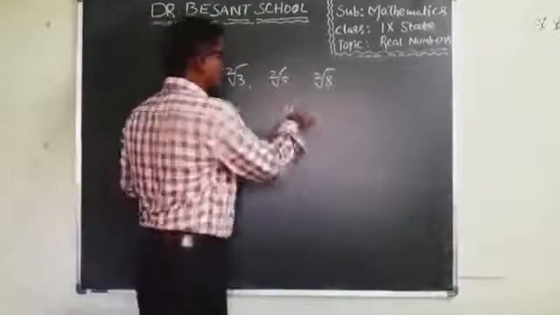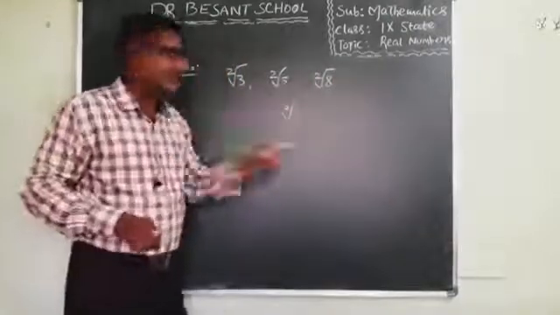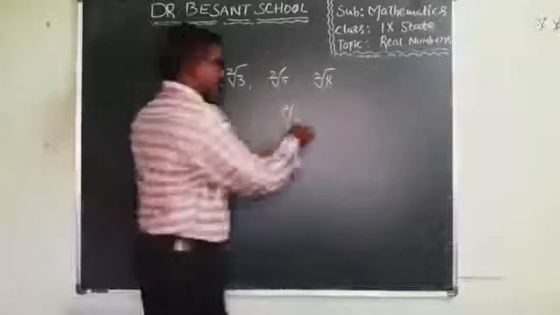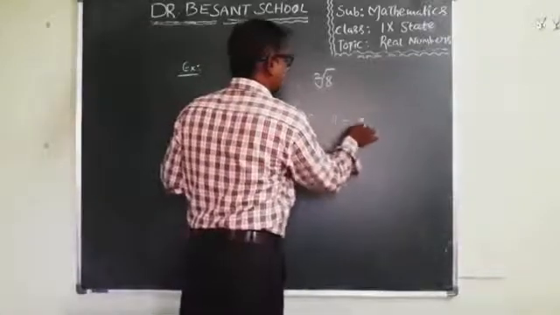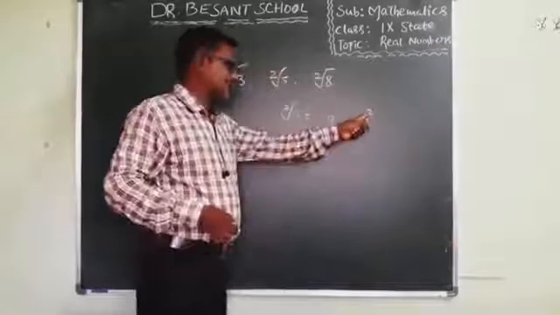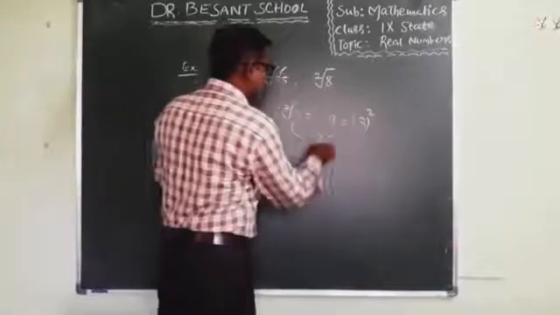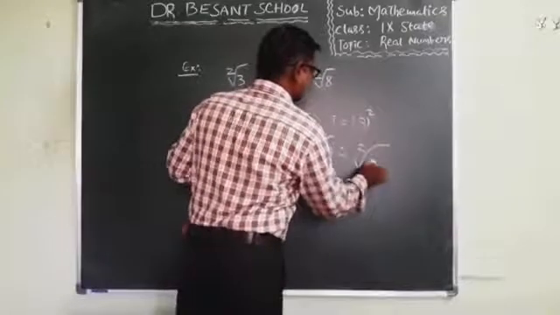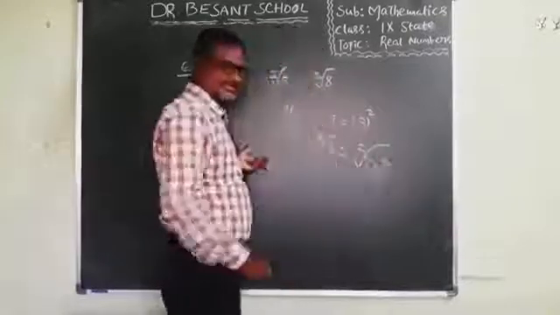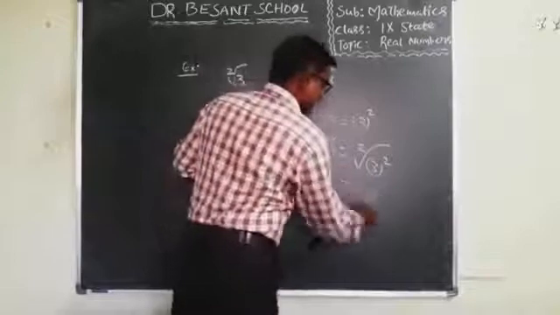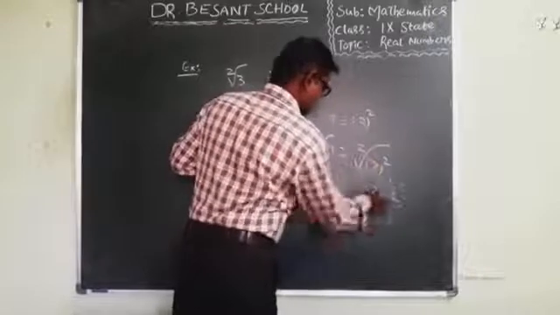Don't take square root of 9. 9 can be written as a second power of some rational number. If you simplify square root of 9, that is square root of 3 square. 3 square is 9. So 3 square, square root means power 1 by 2. So 2 will be cancelled.